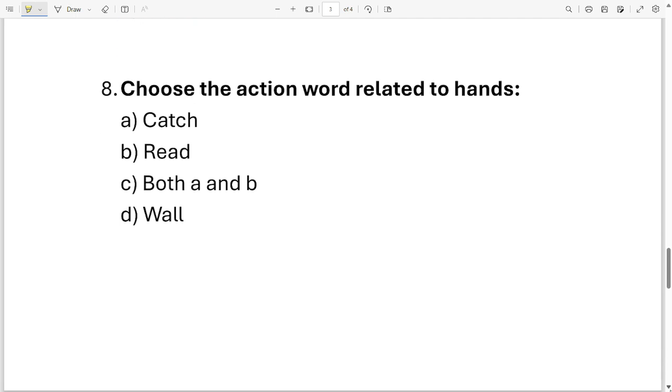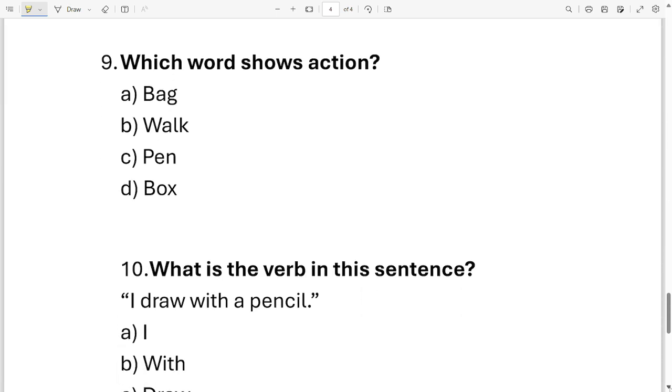Okay, question number 8. Choose the action word related to hand. Your options are catch, read, both A and B, wall. Now you have to identify which of these things you do with your hands. Do you catch with your hands? Do you read with your hands? So you have to choose both option A and B. We catch with our hands, we read with our hands. So we will choose option A and B. And if you're getting your answer right, don't forget to give yourself 1 mark, because each question carries 1 mark. Let's move on to the next question.